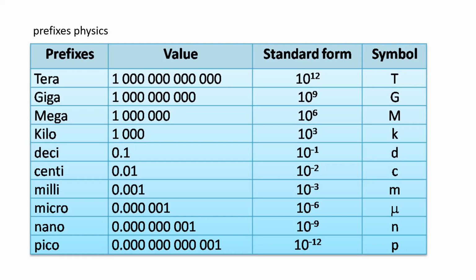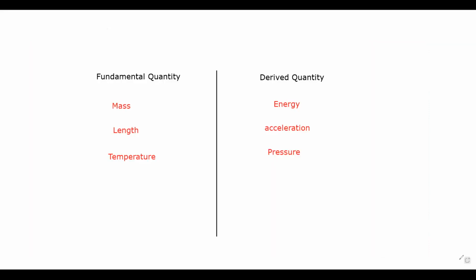So you have to learn these prefixes. If it is tera, it means 10 power 12. If it is giga, it means 10 power 9. If it is mega, 10 power 6. Kilo, 10 power 3. These are extra: deci and centi. Milli is there, 10 power minus 3. Micro, 10 power minus 6. Nano, 10 power minus 9. And pico, 10 power minus 12.